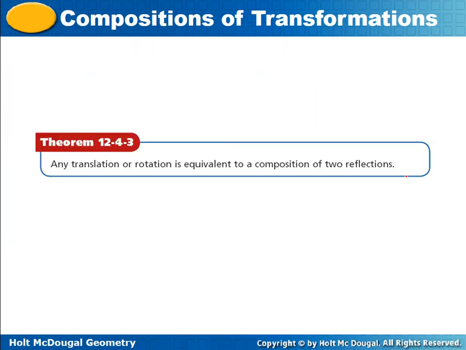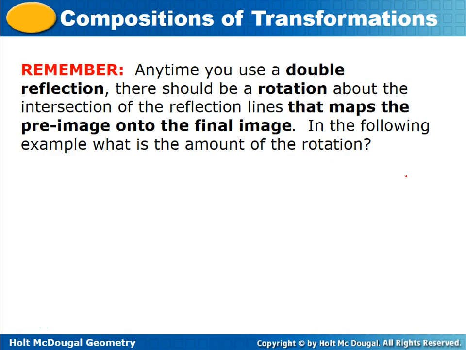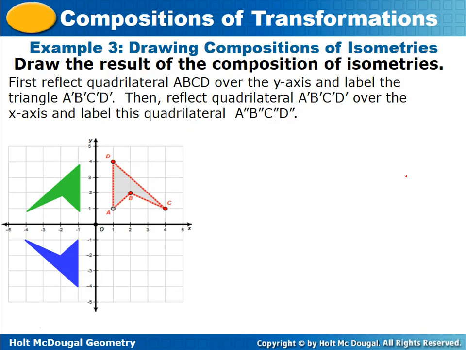All right, so any translation or rotation is equivalent to a composition of two reflections. So anytime you use a double reflection, there should be a rotation about the intersection of the reflection lines that maps the pre-image to the final image. And in the following example, we're going to talk about what the rotation is after we do it.